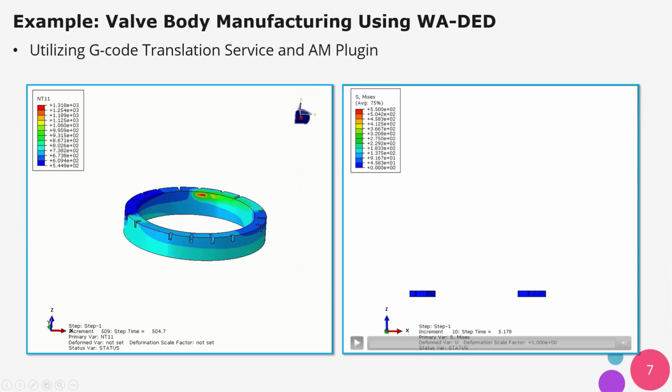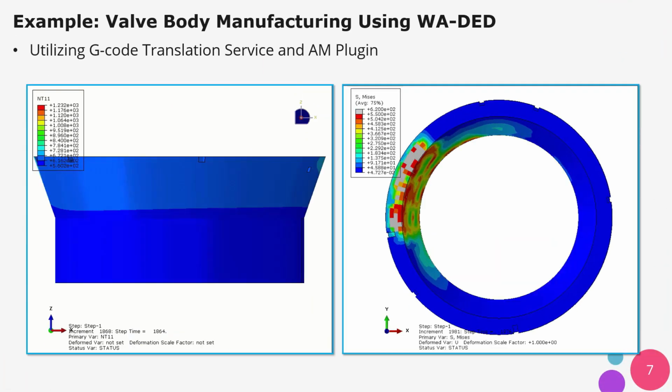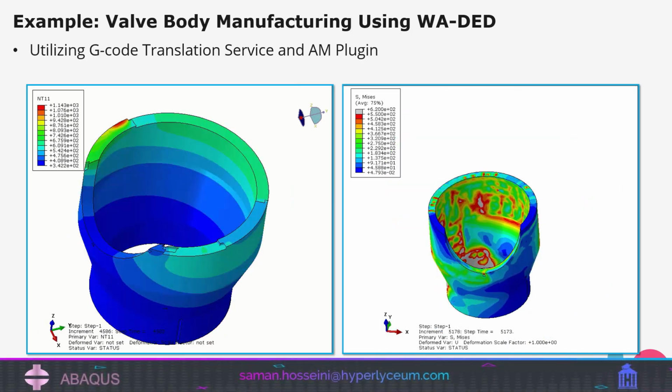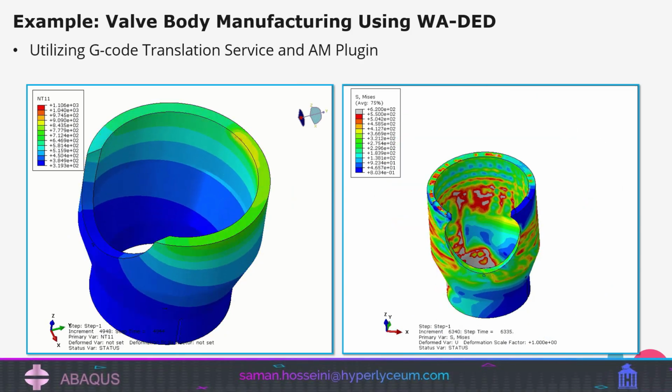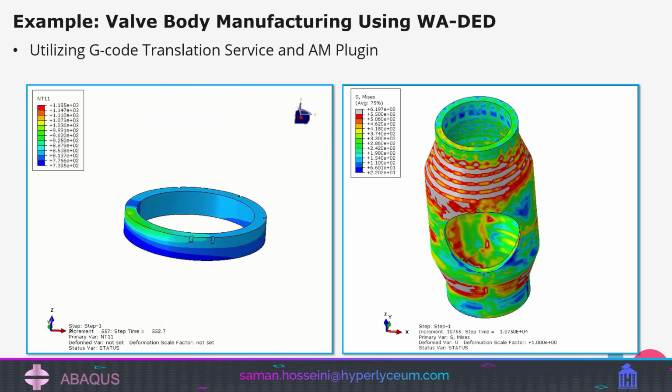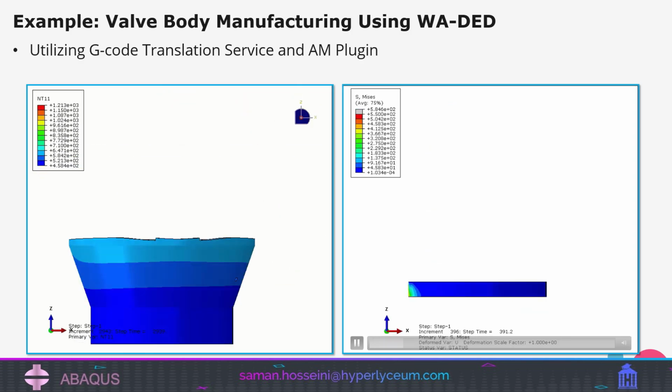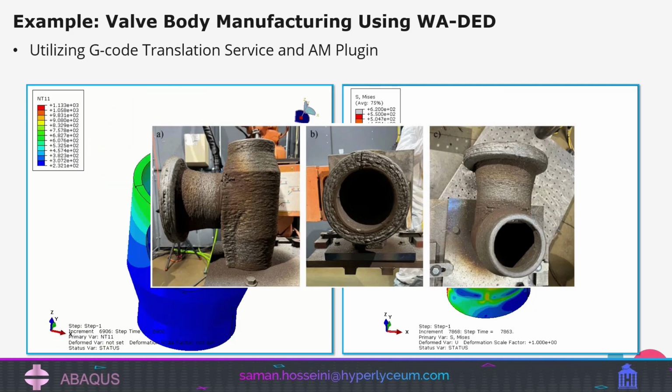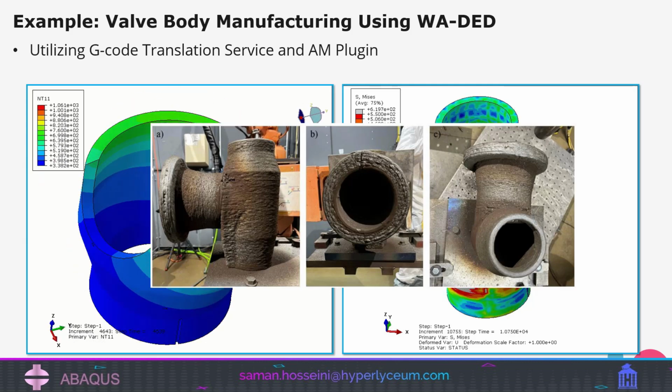Another benefit of using this method and the Gcode translation service in conjunction with the AM plugin is that it allows for effective management of heat generation and calculation of residual stress. After completing the simulation and finishing the production process, the valve body you see here has been successfully produced.